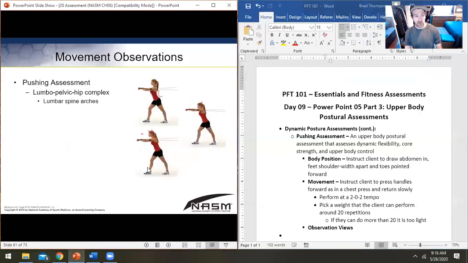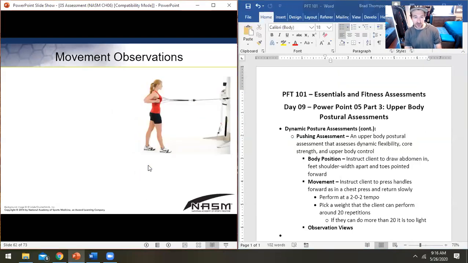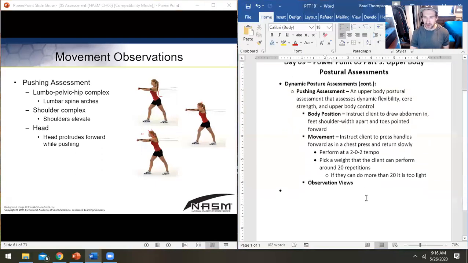So what you're going to look for, your movement compensations, right? Your observation views. You are only going to do lateral. So the only view you're going to do is a lateral view. Nothing fancy about that, actually.